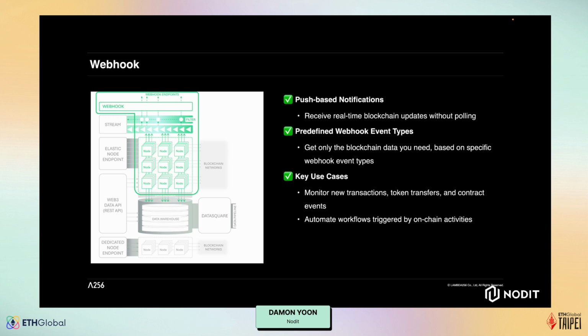Normally, if you want to track on-chain events like your transactions, token transfers, or contract events, you'd have to keep checking the blockchain for updates. But that's inefficient and takes a lot of resources. Webhook solves this by providing push-based notifications. Webhooks come with predefined event types, so you only get the data you actually need. This helps you filter out unnecessary information and focus on what's important for your DApp.